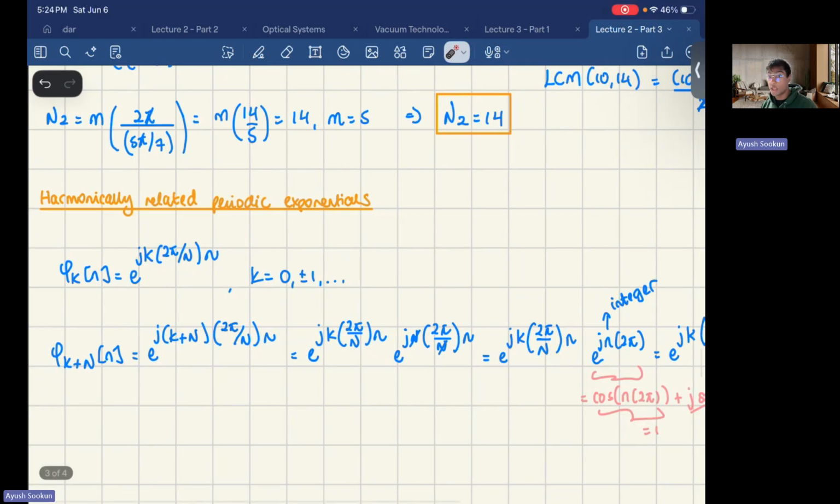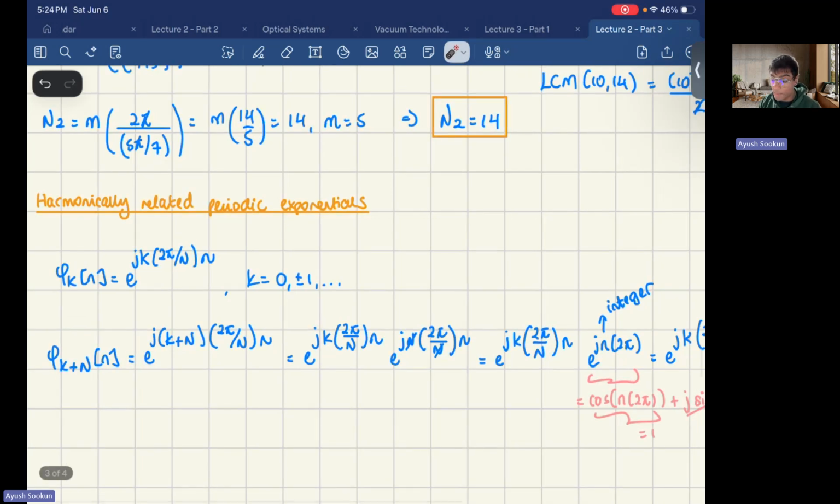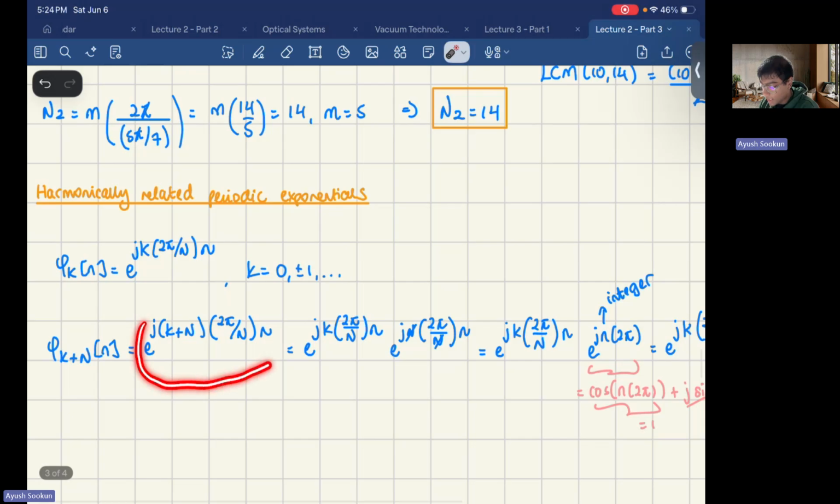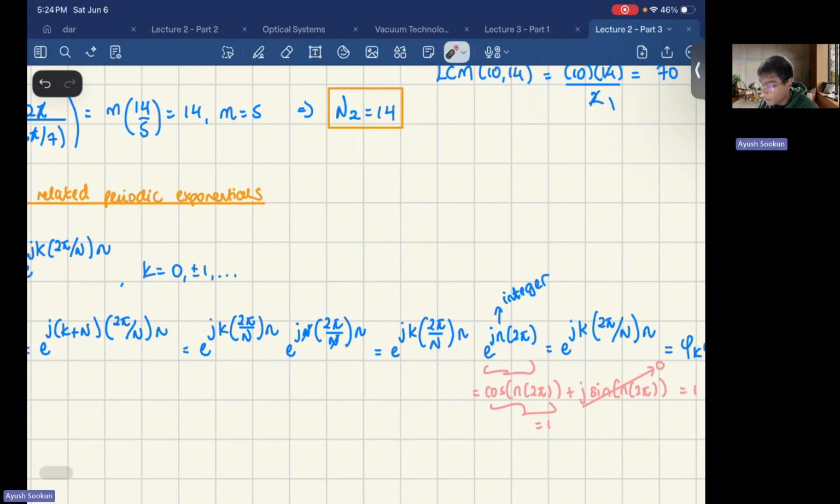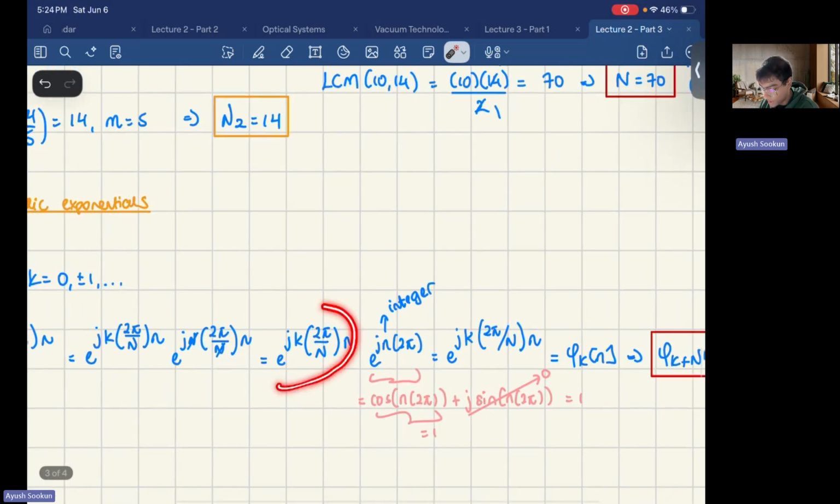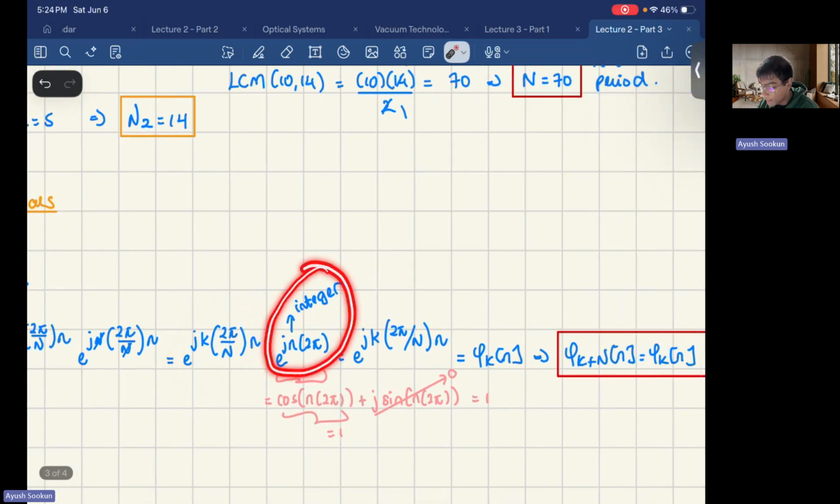Now if you take k and you shift it by the period, this is what phi k of n is: phi of k plus N of n. If you take your harmonic and you shift it by the period, this is what happens. You have e to the j (k plus N) times 2 pi over N times n. You're going to break that exponential into two parts using power laws: e to the j k 2 pi over N times n, times e to the j N 2 pi over N times n. These two N's, your period, cancel out, and then you have this part which stays the same, and this part where n is an integer.